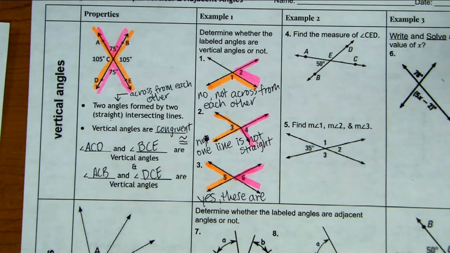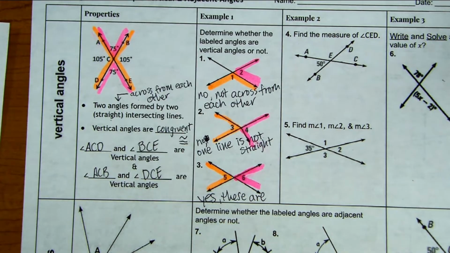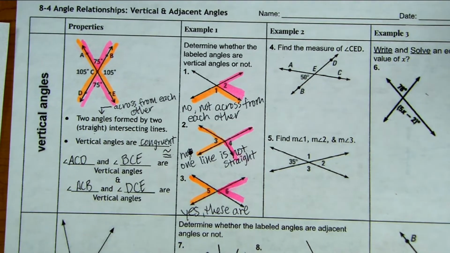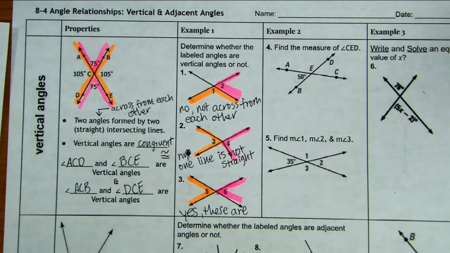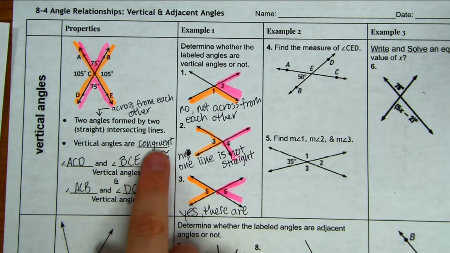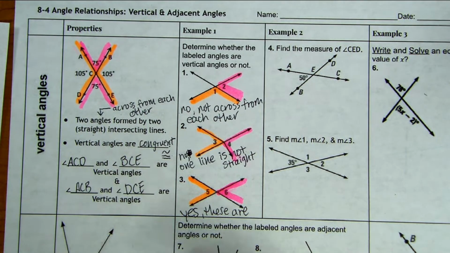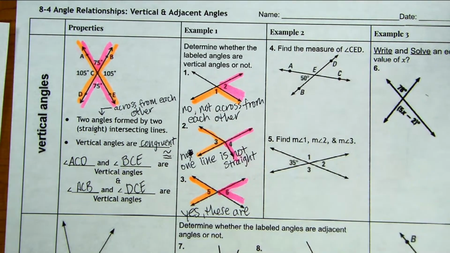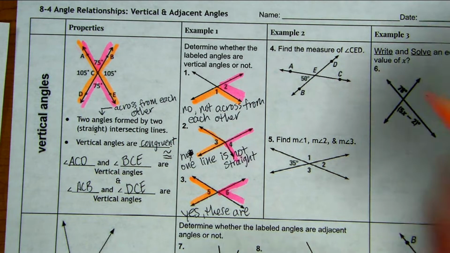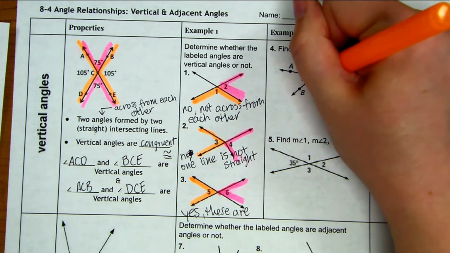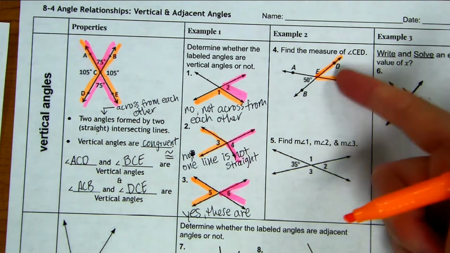Now, the nice thing is, if we can identify vertical angles, it's going to be very easy to calculate what those angle measurements are. And that's because vertical angles are congruent. So that means the degrees of the angles are equal to each other. So over here, we're asked to find the measure of angle CED.